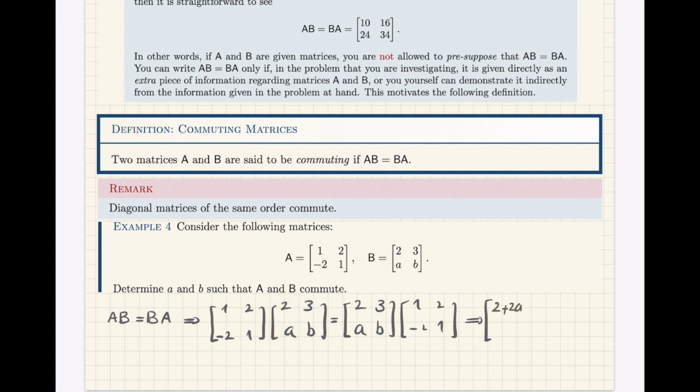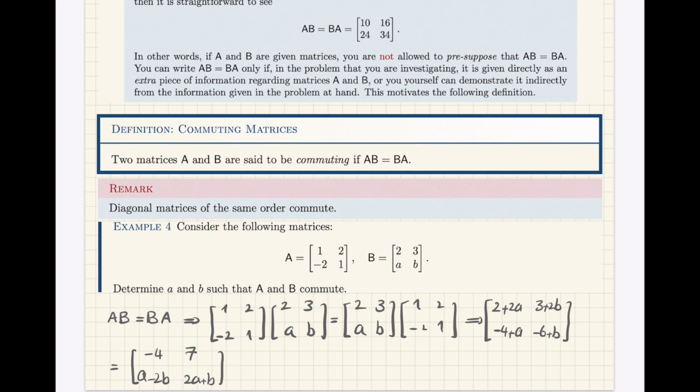2A. The next one becomes 3 plus 2B. The next one becomes minus 4 plus A, and then minus 6 plus B. I'm just doing this quickly because I'm sure that you know what to do. And now I multiply this by that, so this becomes 2 minus 6 is minus 4, 4 plus 7, and then A minus 2B, and then 2A plus B.